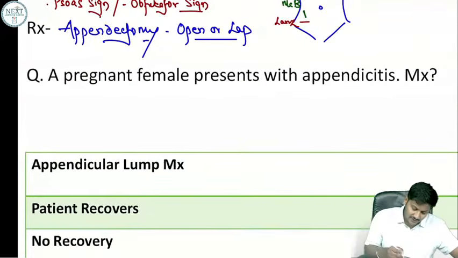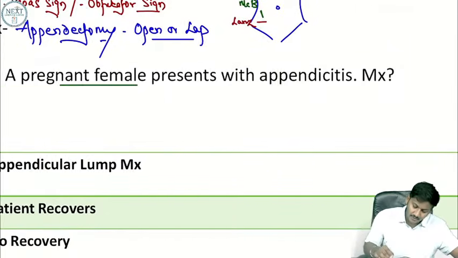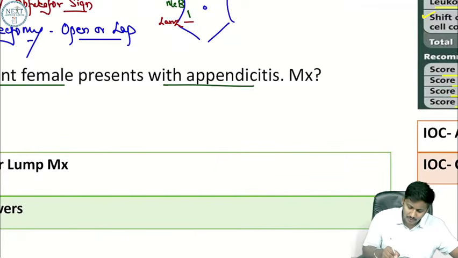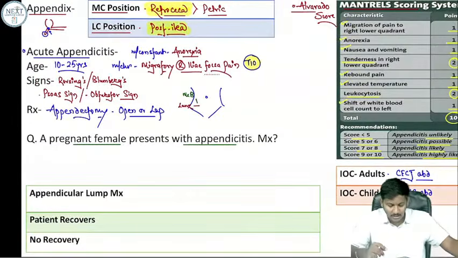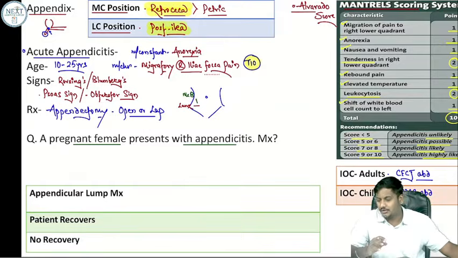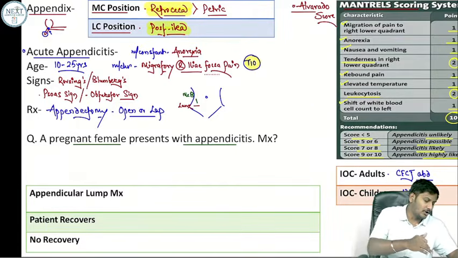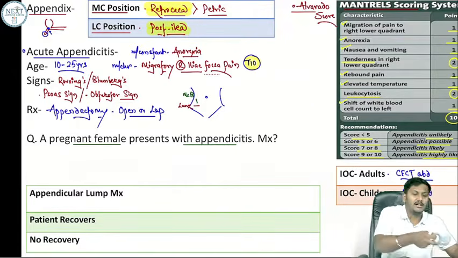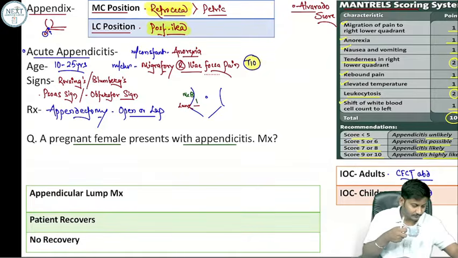If they ask you, definitely, we have a pregnant female who presents with acute appendicitis. Let me know in the chat box: the treatment is Ochsner-Scheren regime, conservative management, emergency appendectomy, or elective appendectomy? What will be your treatment in a pregnant female with acute appendicitis? WBC shift to left means more amount of immature WBCs.